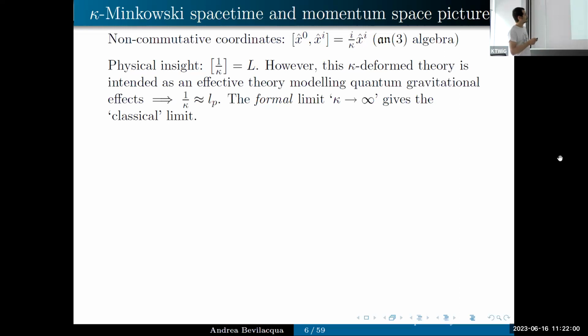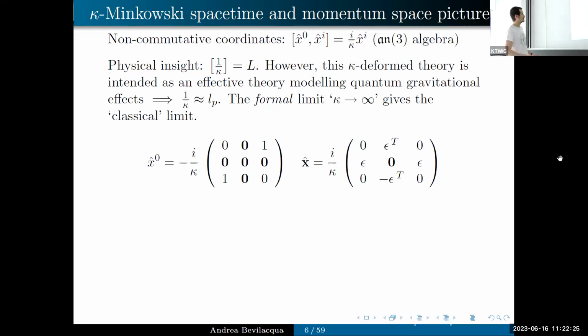And since this k-deformed theory is intended as an effective theory modeling quantum gravitational effects, this 1 over kappa is usually considered of the order of the Planck length. And of course, the formal limit kappa to infinity gives the classical limit. Classical here meaning that if we take this limit, the coordinates commute, and we are just in Minkowski. So this is very abstract and very fuzzy. So how do we actually concretely work on this?